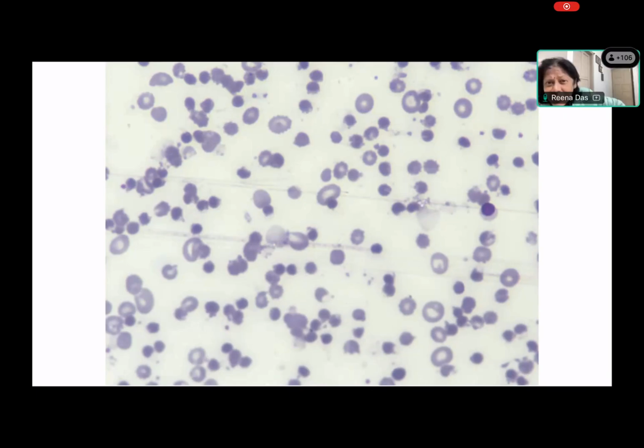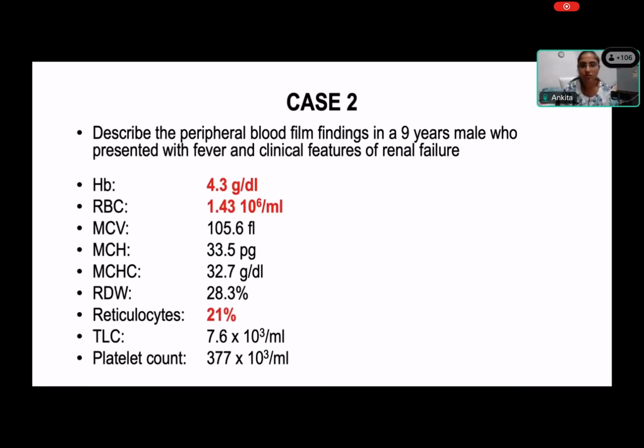What are the possibilities that we can think about, seeing the cells and everything? We will take further history, because on clinical findings only two things are given: fever and clinical features of renal failure. So we will take the history of whether there is any exposure to drugs like anti-malarials or sulfa drugs like Dapsone or Septran, or whether in the past history he had an infection, free oxygen derived free radical injury, or any exposure to foods like fava beans.